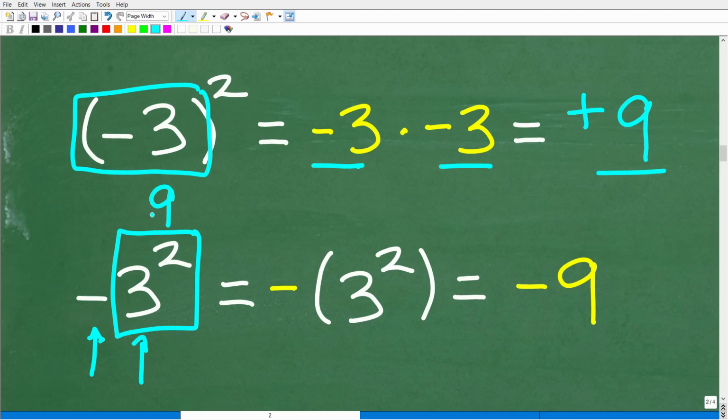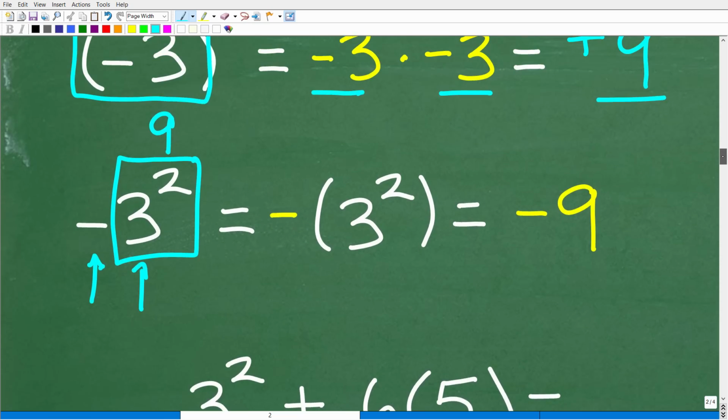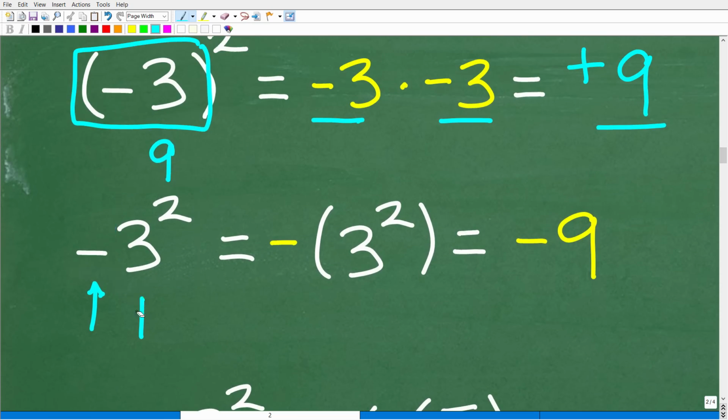So this is negative 9, okay? You need to be able to distinguish where that negative sign is in a power. Another way you can think of that is this is a negative of 3 squared, and let's see if we can make this even a little bit more clear. So negative 3 squared, technically, is like a negative 1 times a 3 squared.